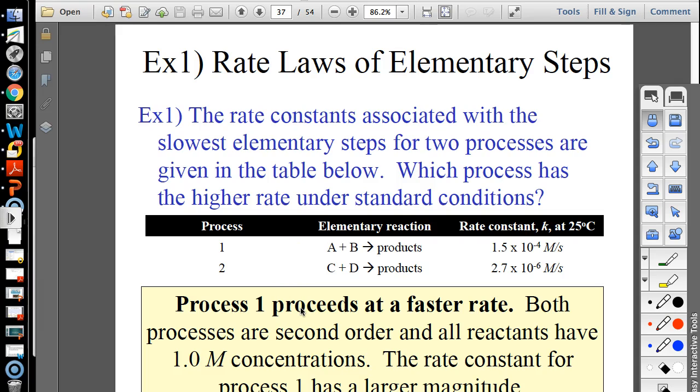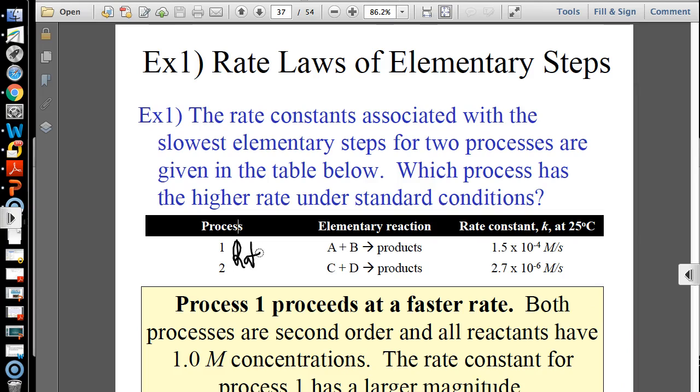The rate law on either one of these is going to be rate is equal to K times the concentration of A and B, or C and D. So if they start with the same molarities of 1 and 1, then the rate is just going to be different because of the K.